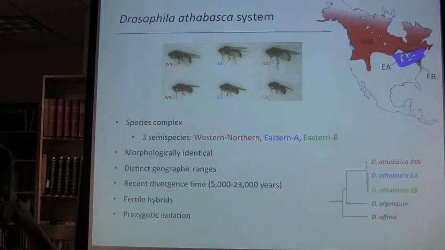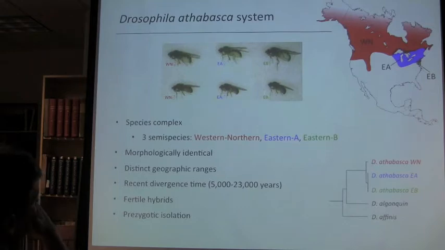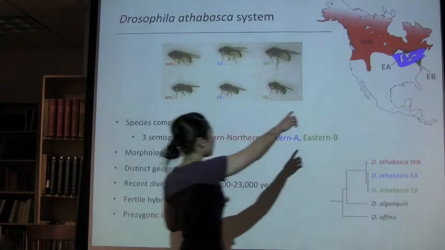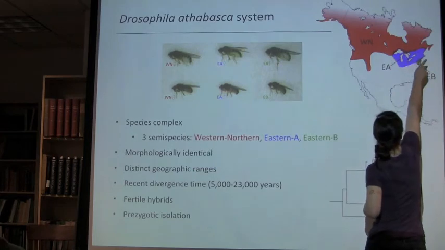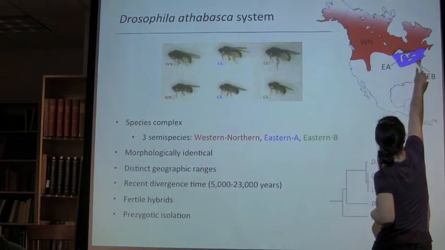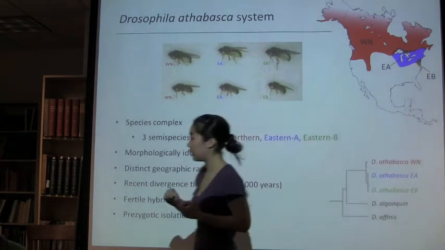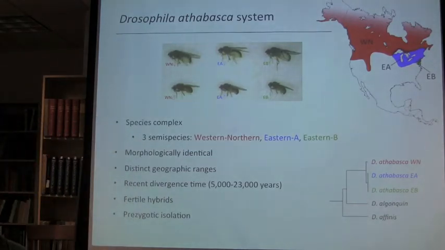And so what's also cool about the ranges is that there are small areas of overlap between them. So there's an area of overlap here between eastern A and western northern, and then an overlap here between eastern A and eastern B. And what's cool about that is there's potential for gene flow, so we can actually study what's going on in a speciation event according to gene flow.